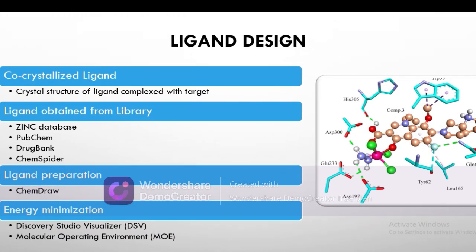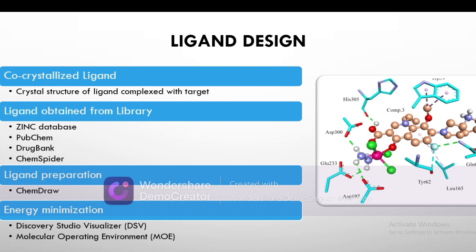How we can design our ligand? We can obtain ligand from different sources. First of all, we should know what is co-crystallized ligand. Co-crystallized ligand is actually the crystal structure of the ligand which is complexed with the target, that is ligand bound with the target, and we can obtain its crystal structure from X-ray crystallography.